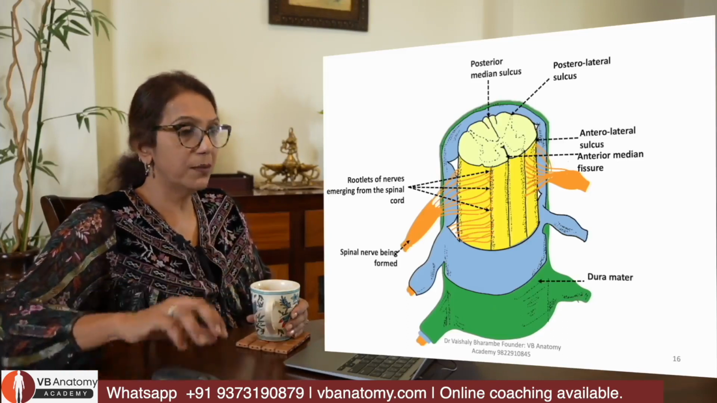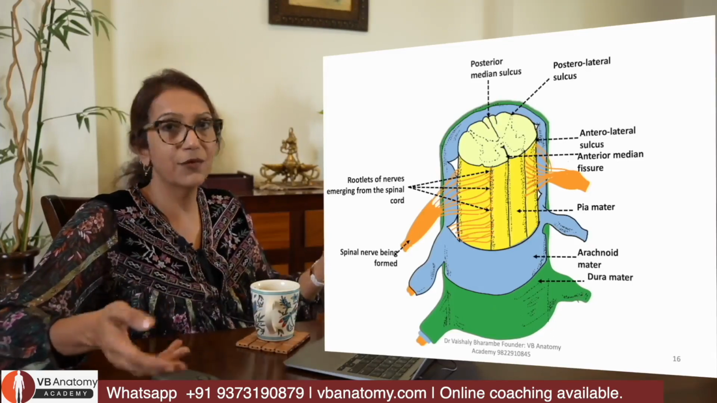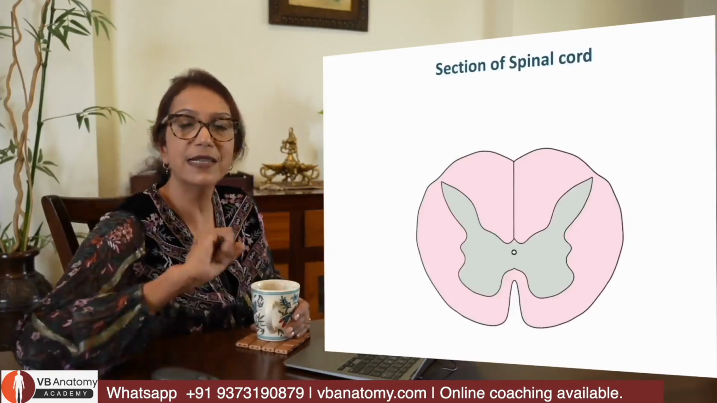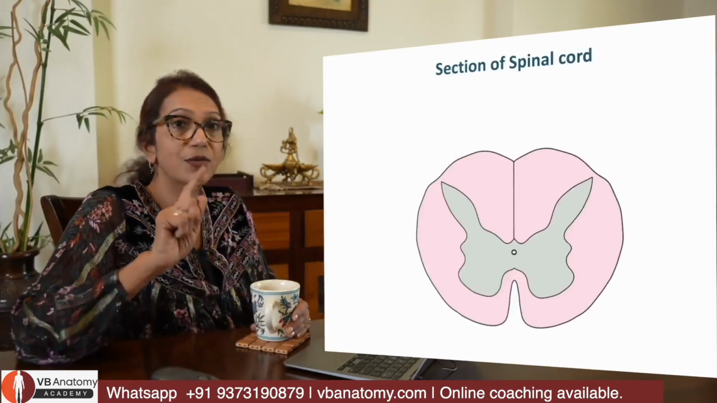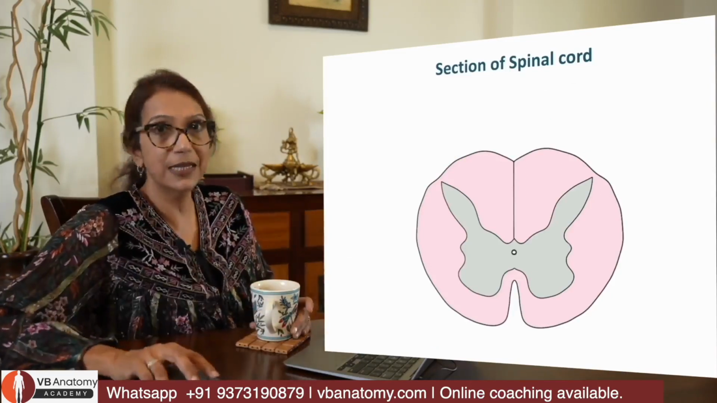Whole thing surrounded by dura, arachnoid and pia. That's what the spinal cord looks like from outside. Right. Now I'm going to go right in and take a section of it. I am continuing to study the spinal cord from outside, but for that I need you to understand the section.